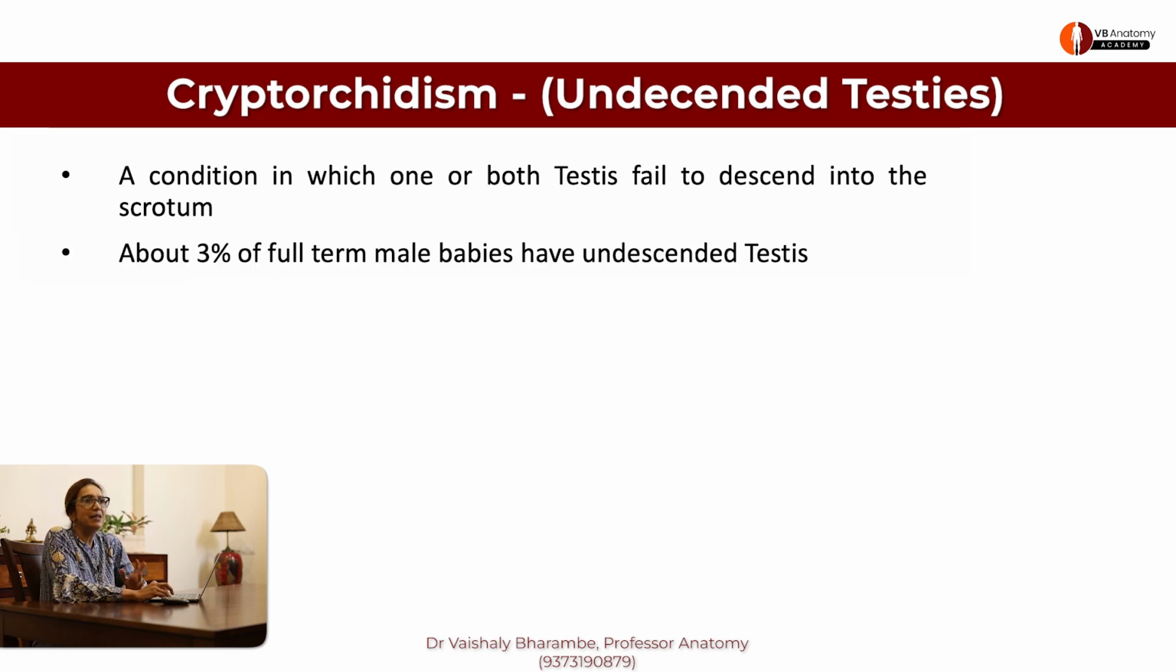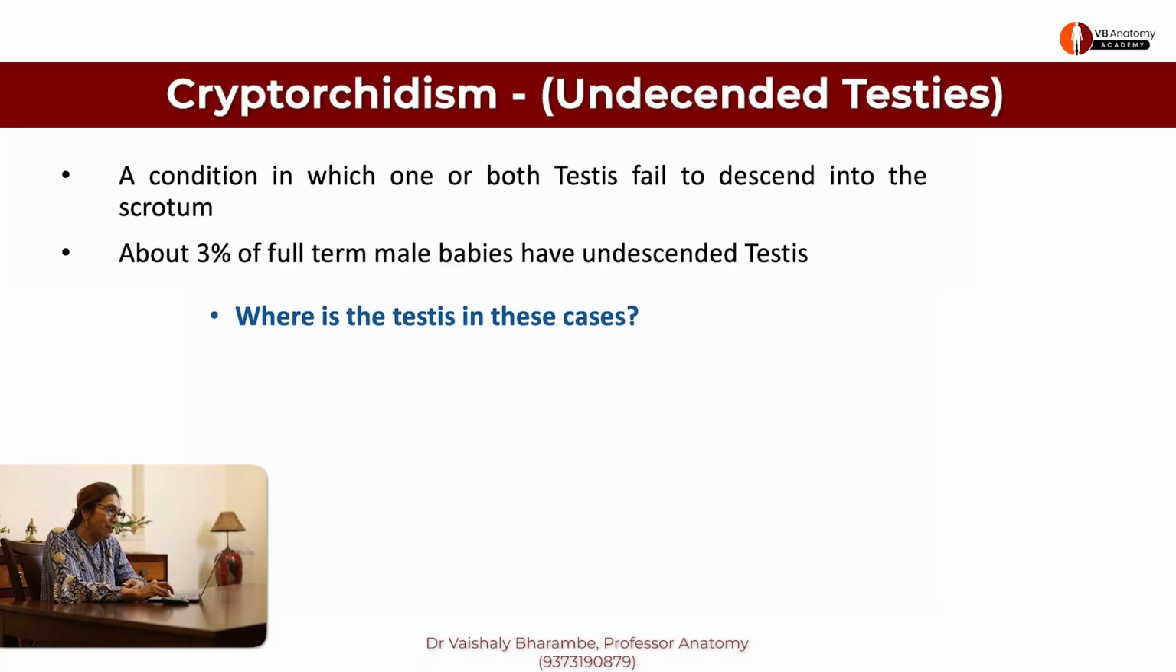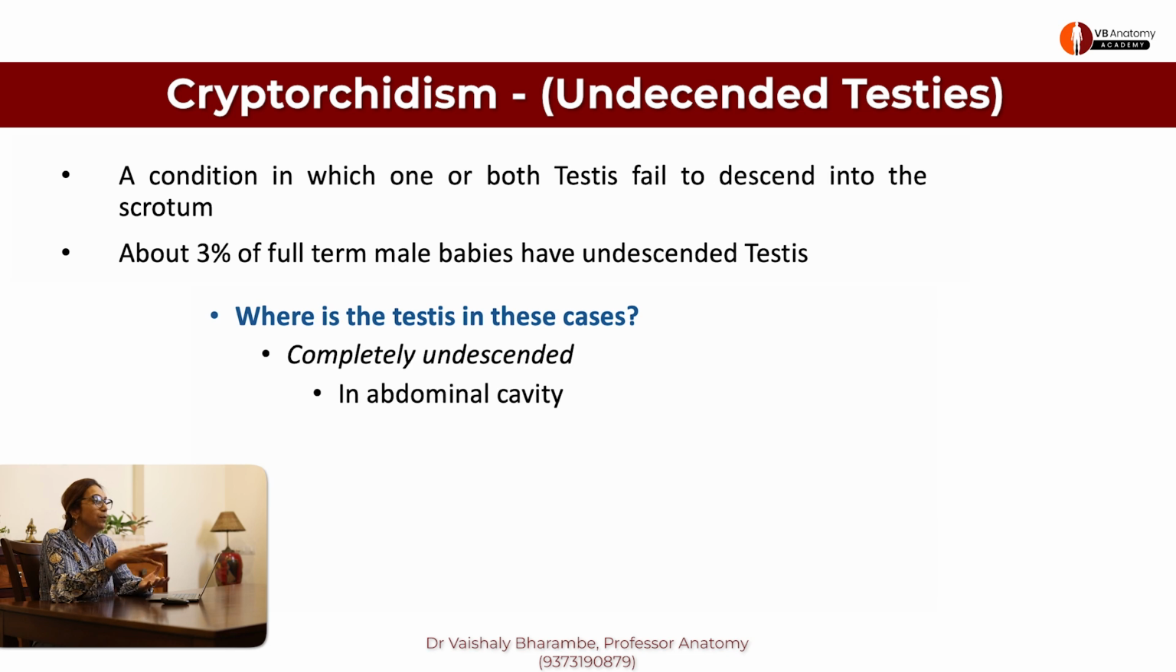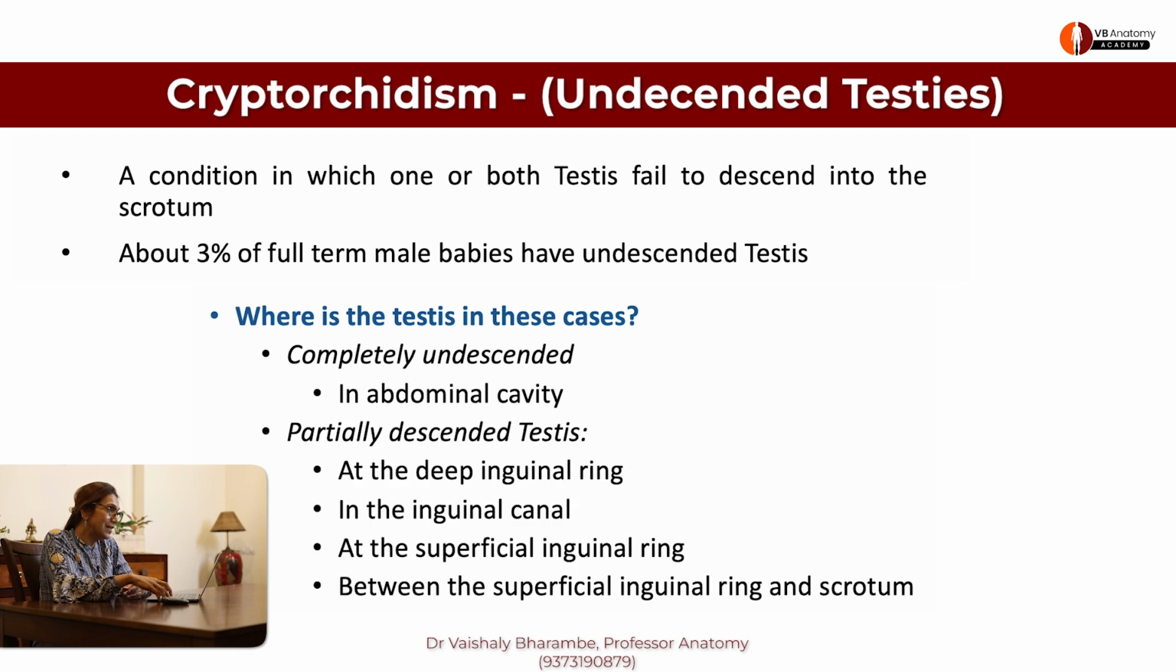Okay, so about 3% of the total number of live births involve a child with cryptorchidism or undescended testes. So where is the testes then? If it's not there in the scrotum, where is it? It could be a completely undescended testes, in which case you can find it in the abdominal cavity. But if it is partially descended, then you can find it, say, at the deep inguinal ring, in the inguinal canal, in the superficial inguinal ring, just above the floor, bottom of the scrotum. You can find it anywhere along the path of descent. Okay, so that is completely undescended, partially undescended testes.